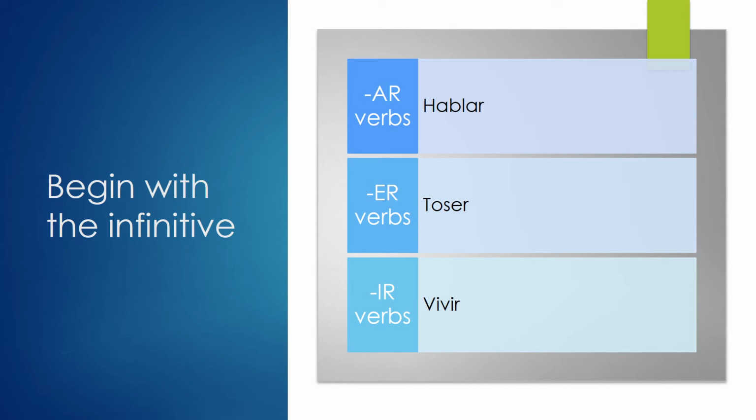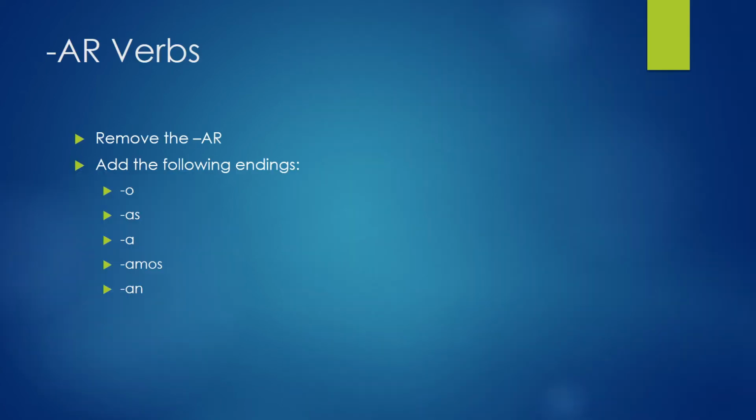The examples we're going to use today are hablar, toser, and vivir: to speak, to cough, and to live. We're going to begin with AR verbs. These are by far the most common.